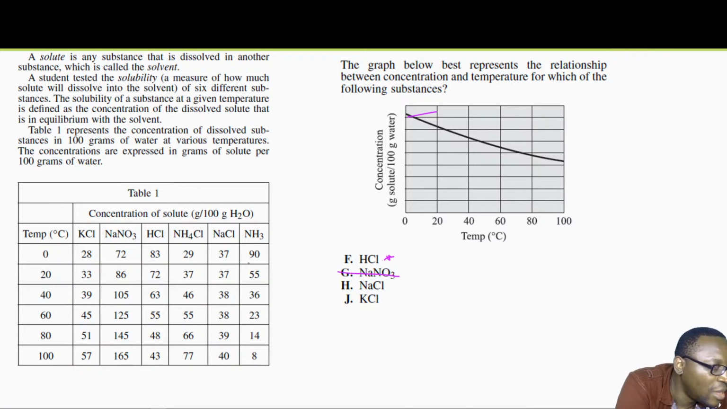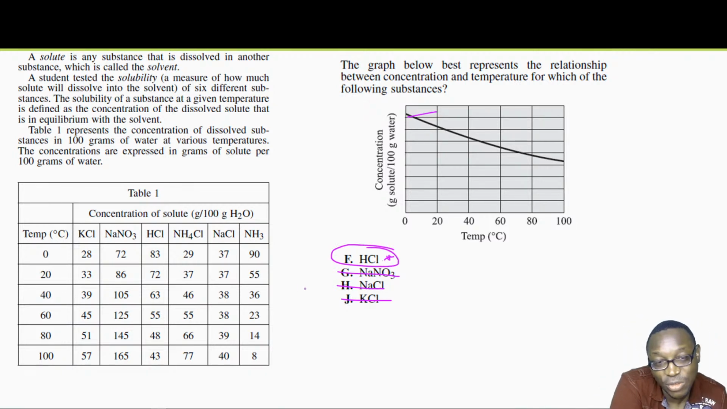NaCl, you have 37, 37. So you can see here that nothing really changes. So you should have more of a straight line. So this isn't going to work. And then KCl, you have 28. You have an increase, but this shows a decrease. So this isn't going to work. So this is your answer.